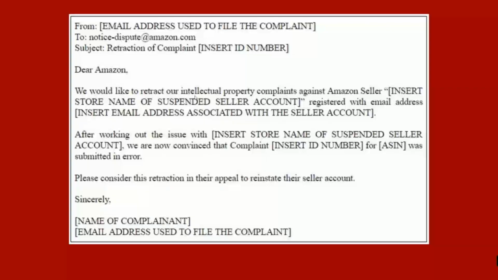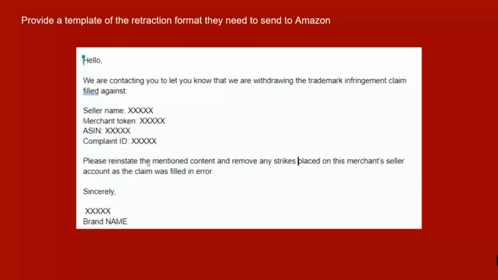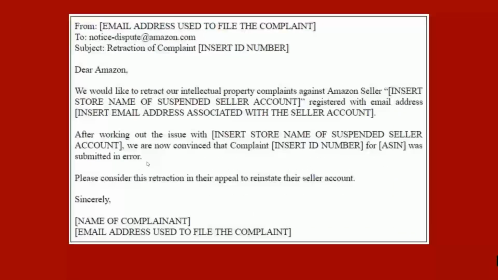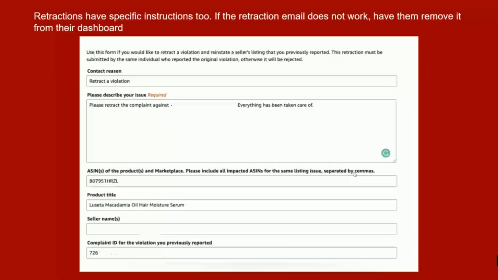Dear Amazon, we would like to retract our intellectual property complaints against seller ID, insert store name, web address, after working with ID. You guys can read this. Again, I think I like this one the best, but it needs to have several things in it. It needs to have your store name, it needs to have the complaint ID, it needs to have the ASIN, and it doesn't hurt if you have your merchant token number as well.